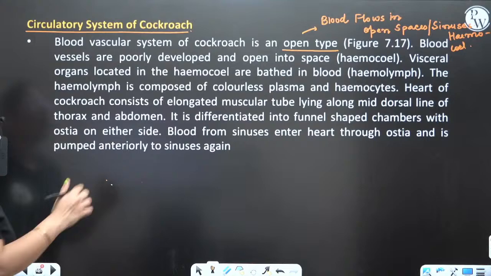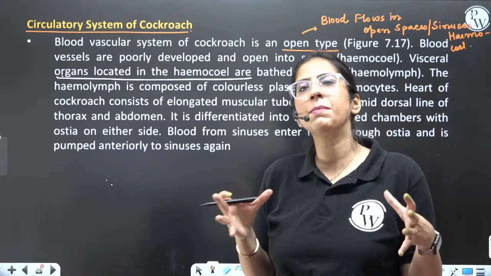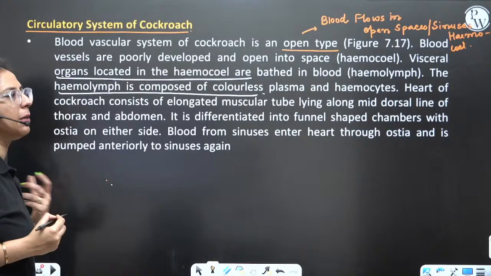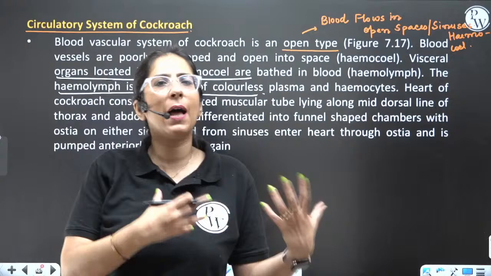Now, let's read this. The visceral organs located in the hemocoel are bathed in hemolymph. Their circulatory system is open, so blood always remains in contact with each and every structure. The hemolymph is composed of colorless plasma and hemocytes. The plasma is colorless because they do not have respiratory pigment. Hemocytes means the cells, just like we have plasma and cells. Another name for cells here is hemocyte, one and the same thing.